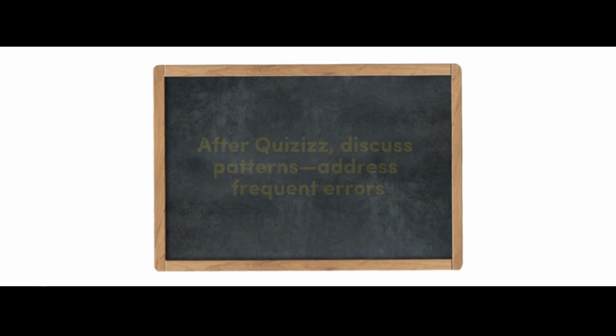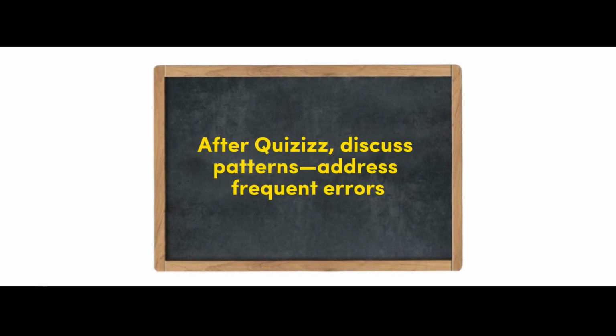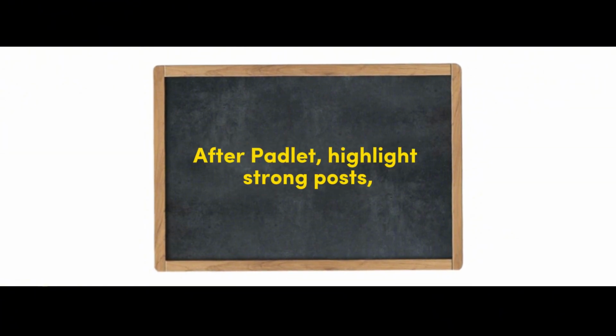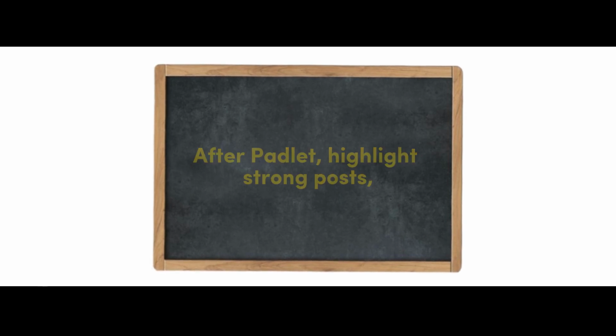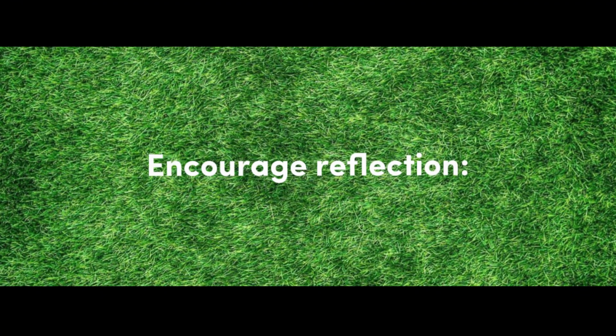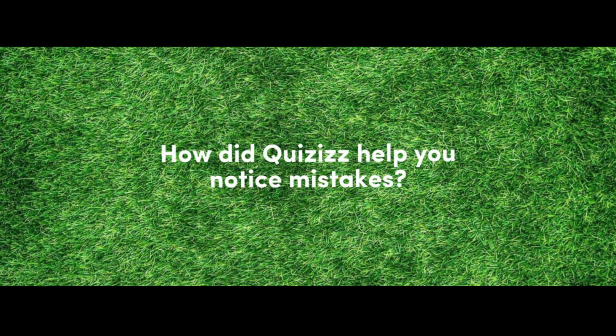And then step 7, feedback and reflection. So after quizzes, discuss patterns, advise on frequent errors. After Padlet, highlight posts, ask peers for constructive comments, and encourage reflection, like how did quizzes help you notice mistakes, or how did seeing classmates' posts deepen understanding.